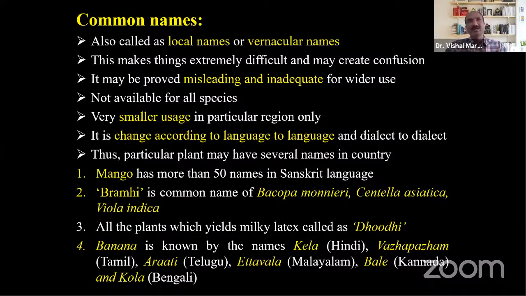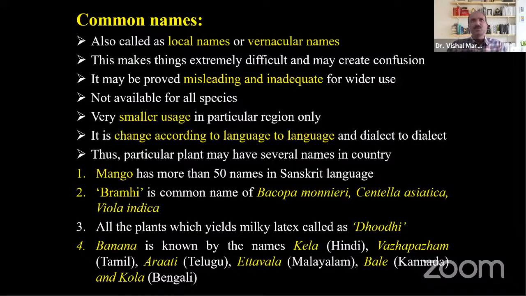These dialects change every 20 miles, and naturally these dialects have their own words, their own names of plants within that particular language. Thus, a particular plant may have several names within a country, within a state, or even within a particular geographical area. For example, mango has more than 50 names only within the Sanskrit language.